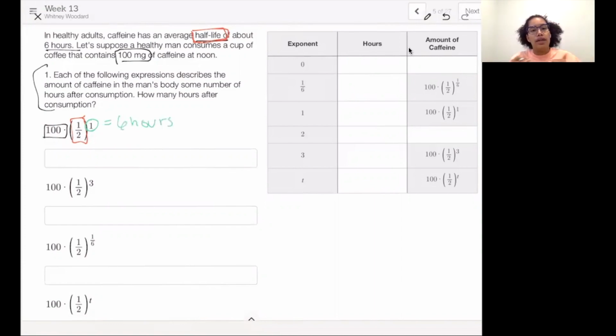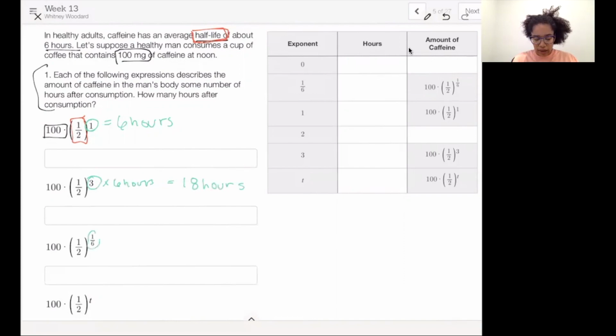Okay, so I know the amount will decrease by half every 6 hours. So then we go to the next one where the exponent is 3. Well, we know that 1 is representing one time period, which is 6 hours. So if I now have 3 of those, what's 3 times 6? That gives us 18 hours.